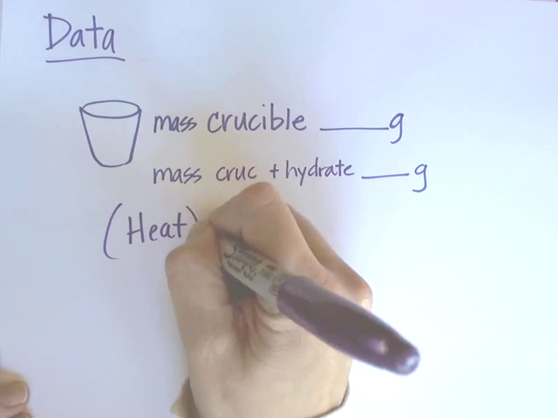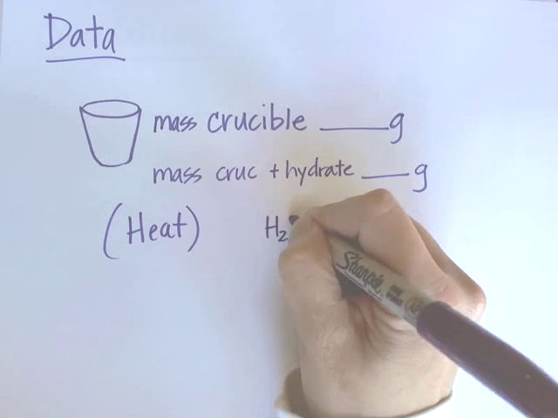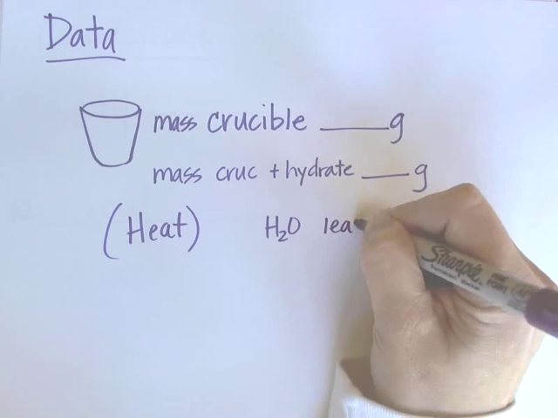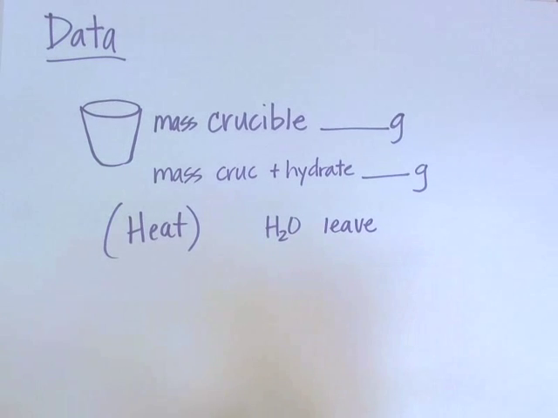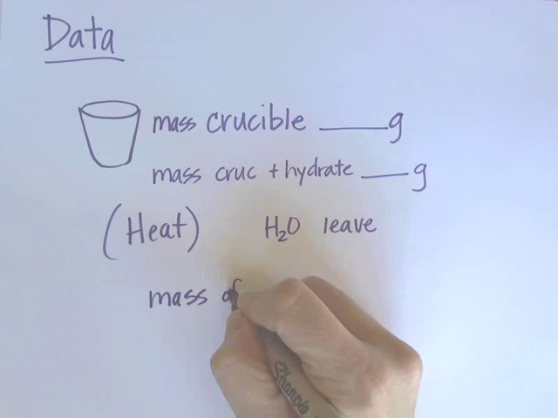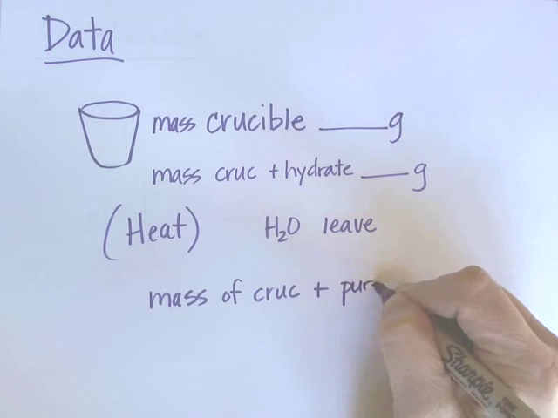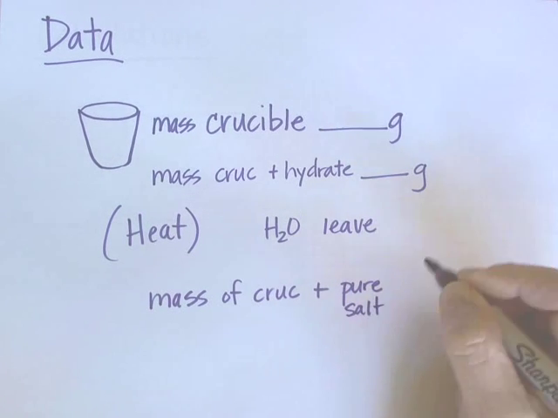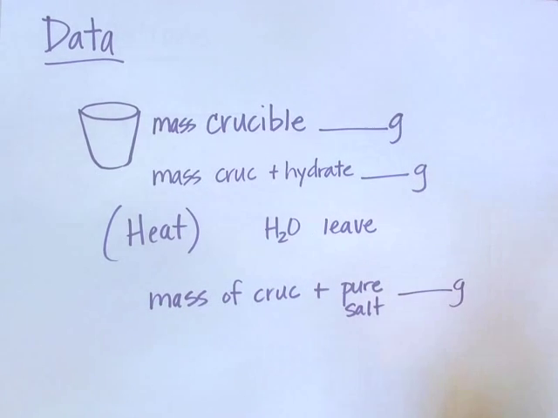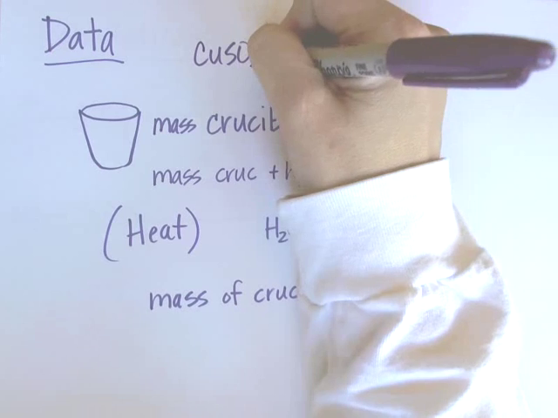And it'll take a couple minutes. During the time that you're heating it, that's when the water is going to leave. And then you're going to measure the mass again. So this last mass will be the mass of the crucible and what your lab refers to as the pure salt. So what I'm going to do is just work you through the calculations for, let's say, copper sulfate, the copper sulfate hydrate.